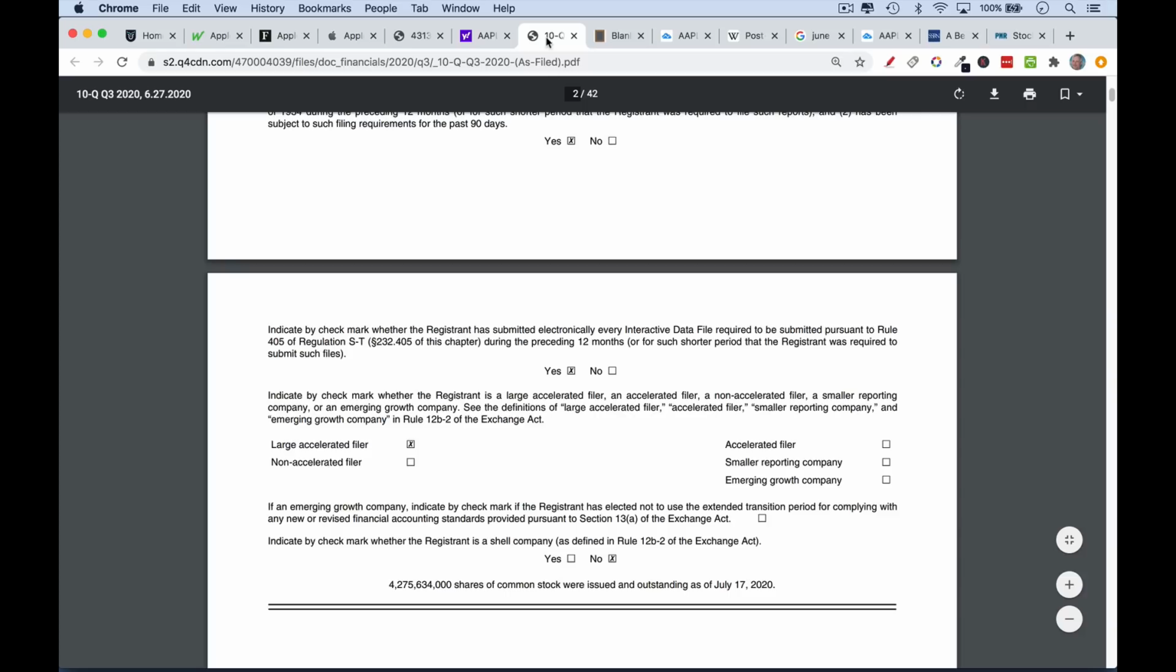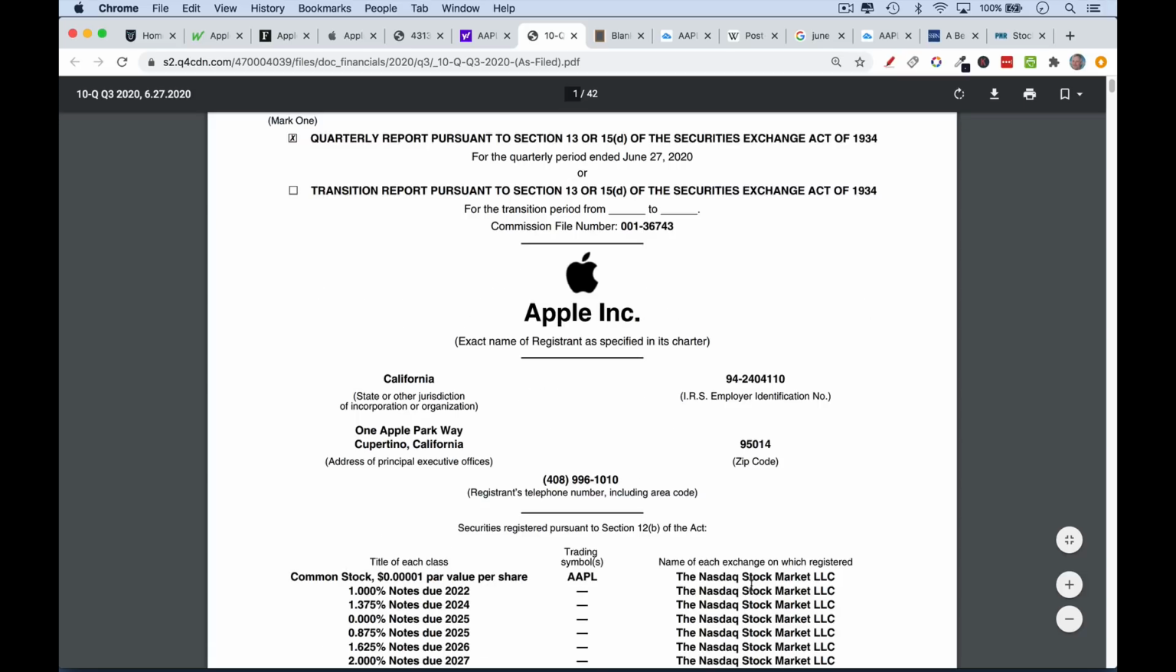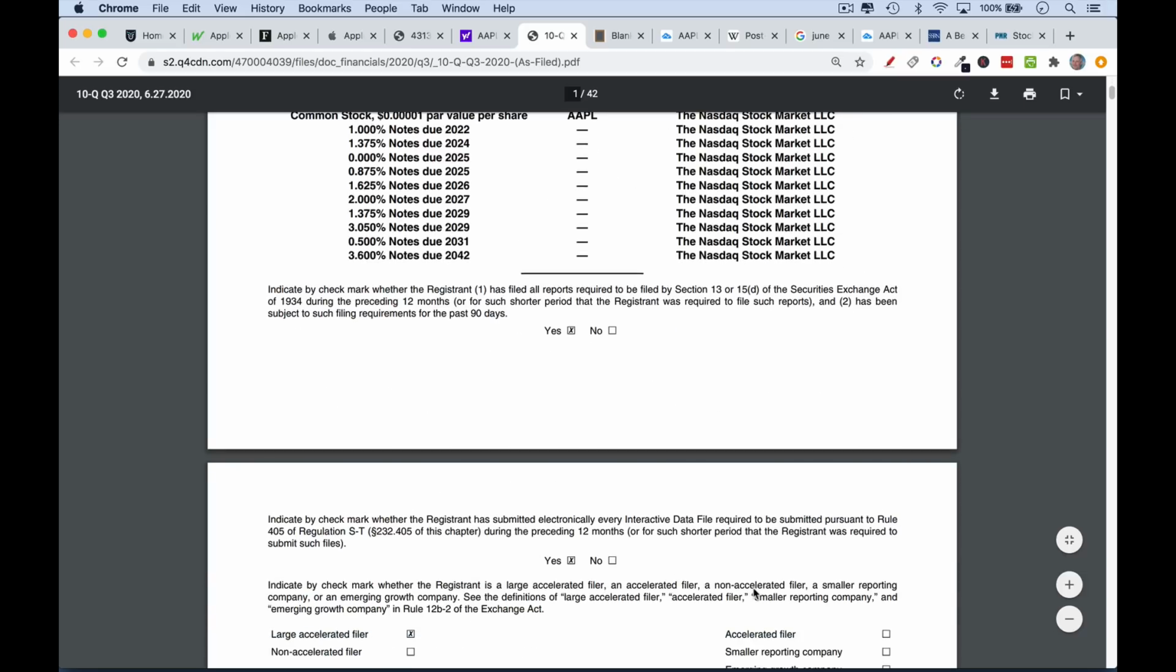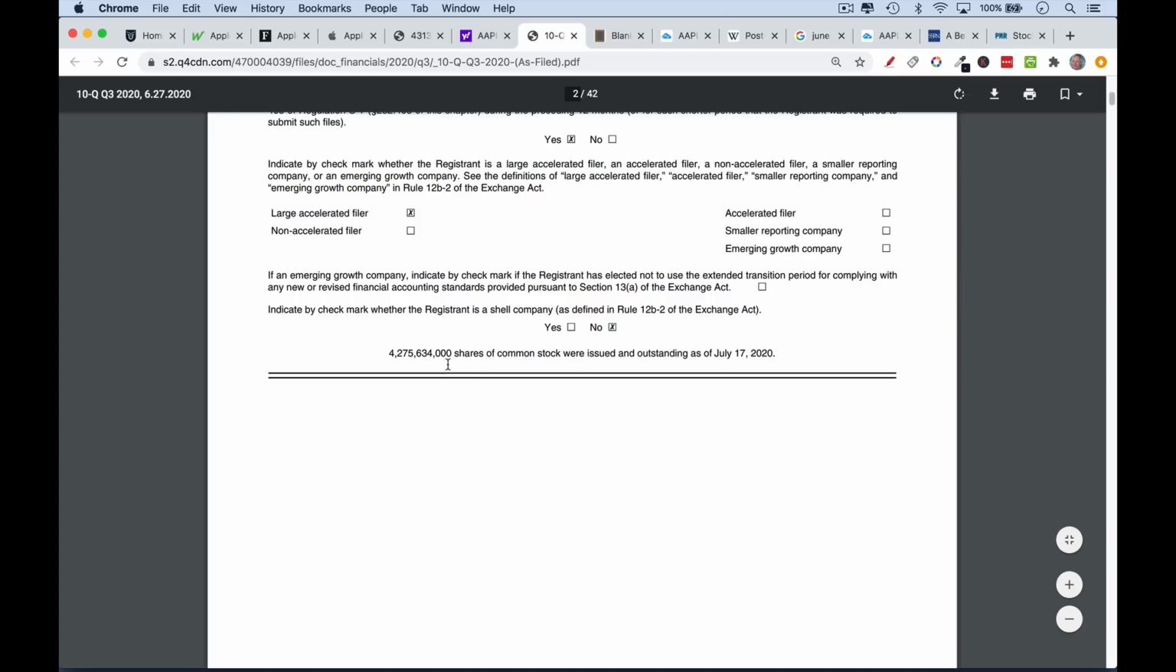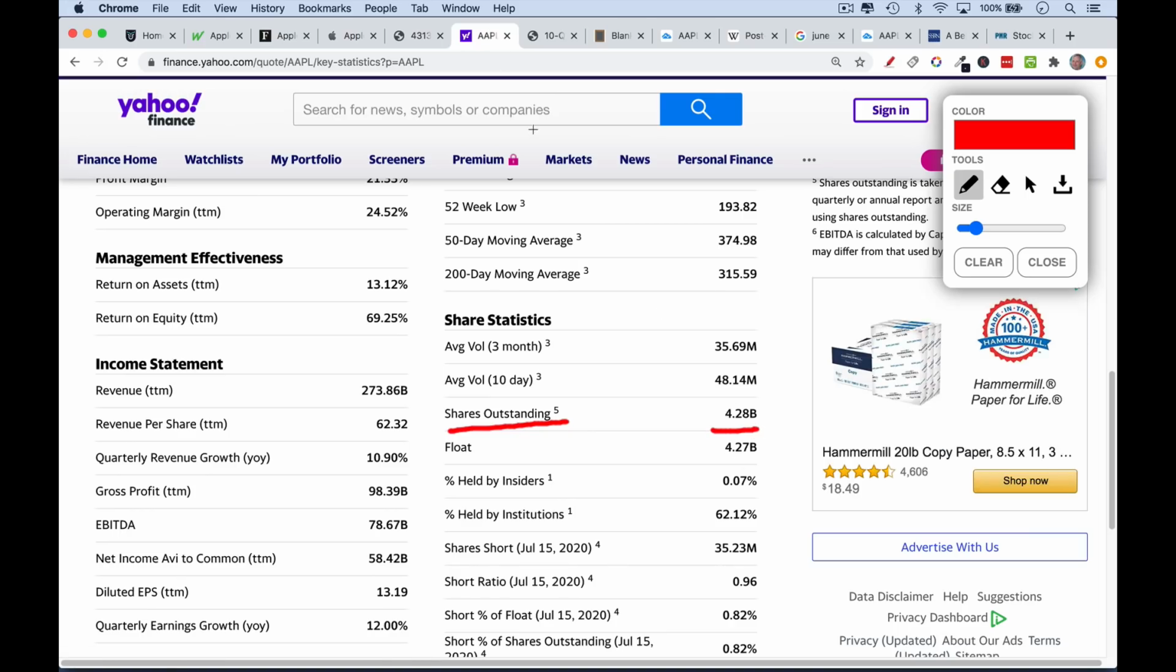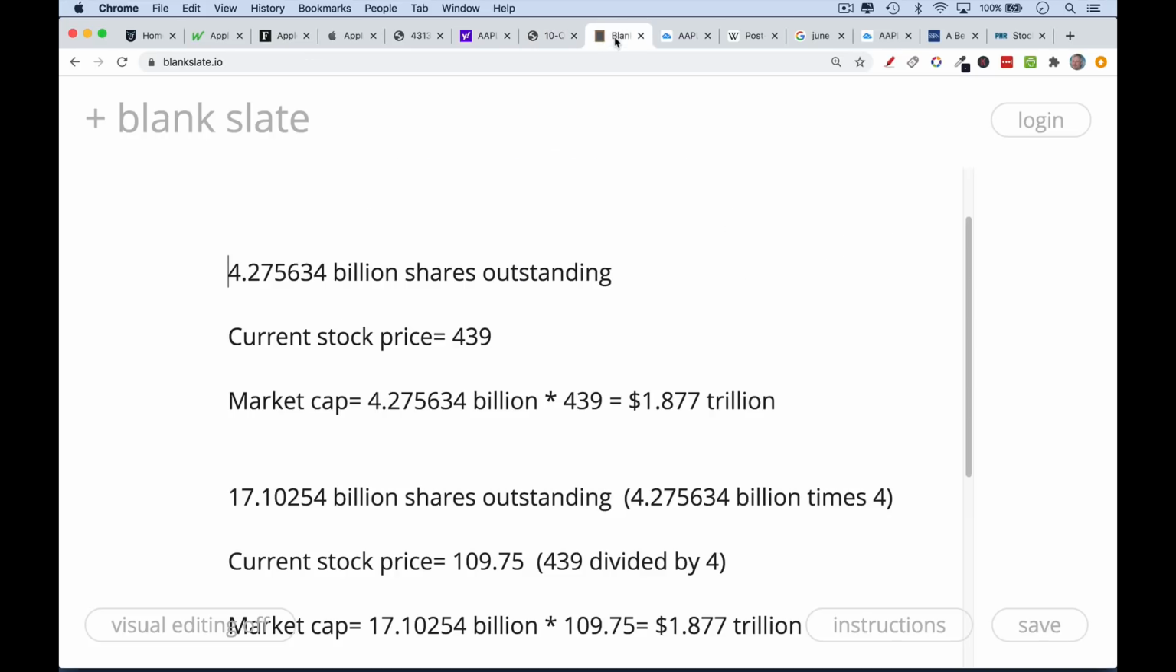So what we do in that case is we go to the 10Q. You just Google 10Q Apple. This is the most recent one, dated July 17th, 2020. And if you scroll, it's usually at the bottom of the first page or right close to the top of the second page. We can see here that there are 4.275634 billion shares of stock as of July 17th. So the number we were getting from Yahoo is they're just rounding it up, but I wanted to use a little more precise numbers.